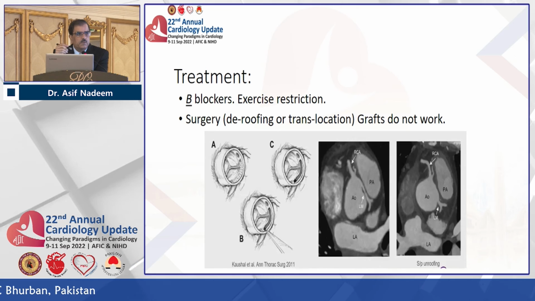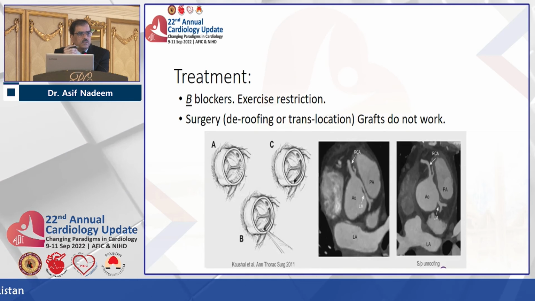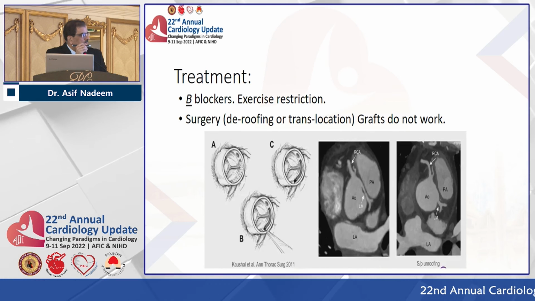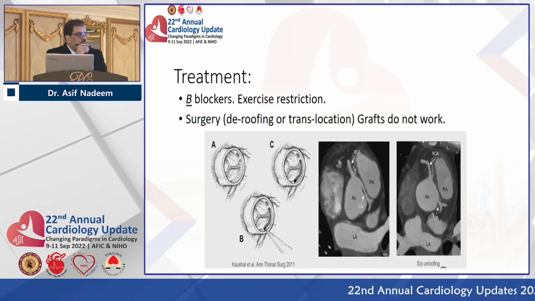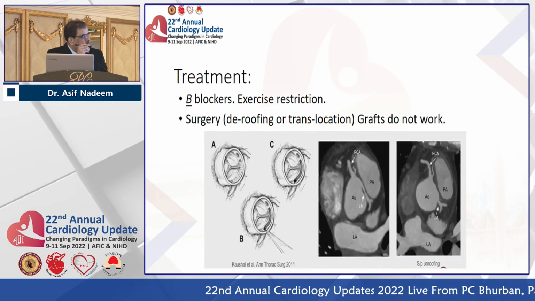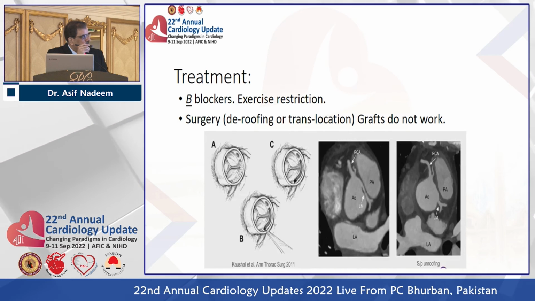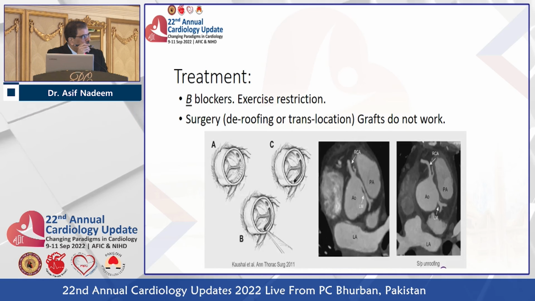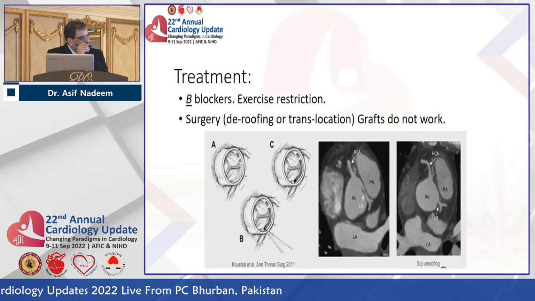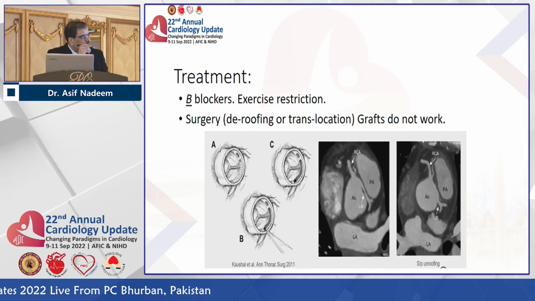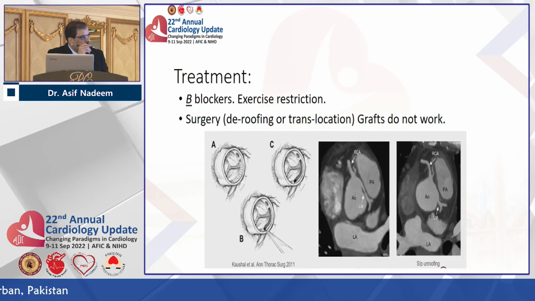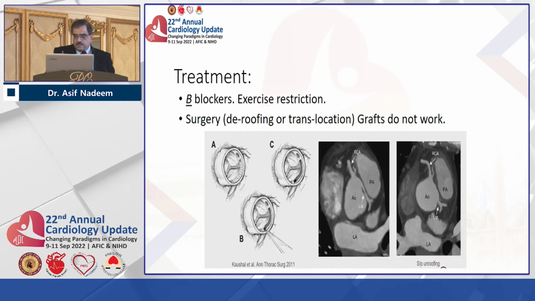Surgery, which we can do, we have surgical colleagues, Brigadier Vakar Pracha is with us. So we can do de-roofing or translocation. What we do in de-roofing is that this artery is coming from the outside of the aorta, and it can be squashed between these two arteries. So we can de-roof this artery, the course of this artery, and it goes from inside and goes to its normal place. Or we can surgically translocate this abnormal artery from its abnormal site to its normal site.